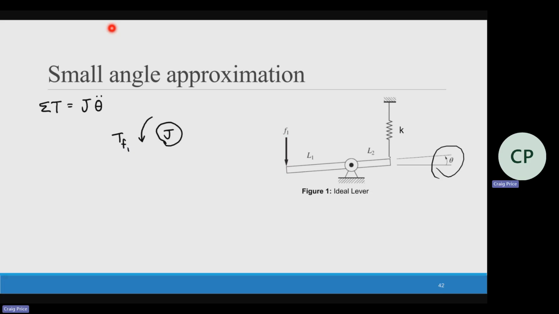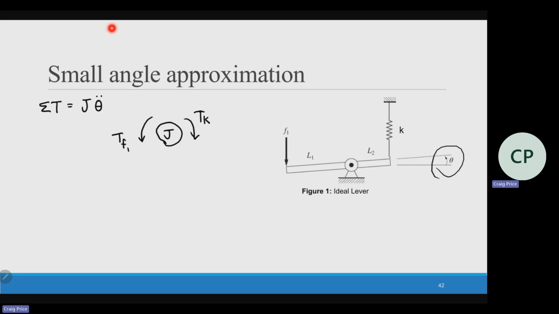So if this is pushing it, it's going to compress the spring. So for a positive angle here, it's going to compress. Therefore, it's going to push down, and it's going to give us a torque like that.